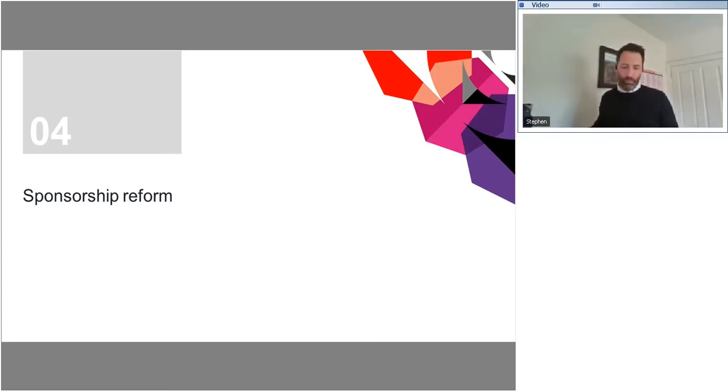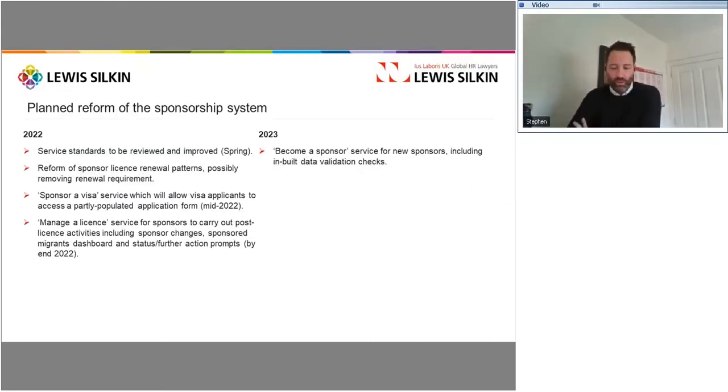So sponsorship reform. So I'm going to just move the slide on. In August last year, the Home Office published its sponsorship roadmap document setting out the key reforms it intends to introduce to improve the sponsorship system. Anybody who uses the SMS on a regular basis understands how clunky and non-user-friendly it is, so it's long overdue an overhaul. But the purpose of the reforms is to build on the government's commitment to attract the best and brightest talent from around the world with a fully digital immigration system.